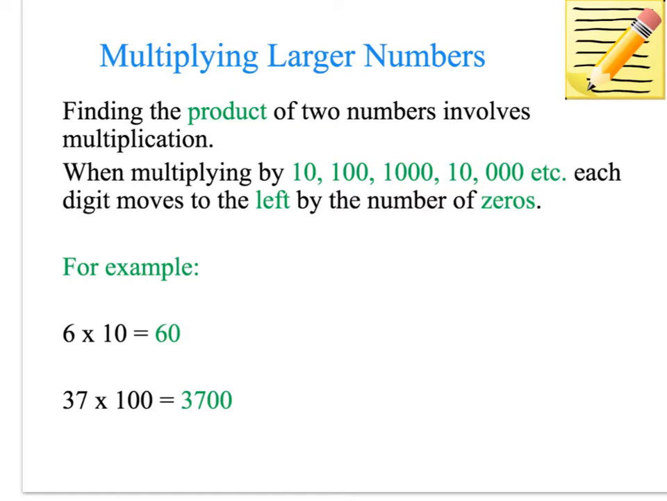Okay, so the second example is 37 times 100. So pretty much we're just adding the two zeros on the end because we're multiplying 37 by 1 and then adding the two zeros to the end. There's no need to do that multiplication and show all your working and everything like that. You can just do that in your head.